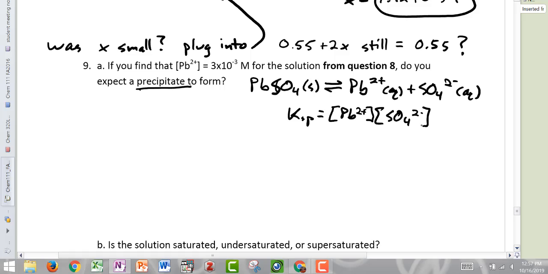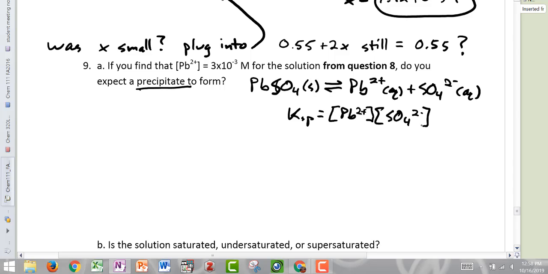This one is like you're right on the border. When the concentration of lead 2 plus multiplied by the concentration of sulfate equals KSP, you are at the point where there will be a precipitate. If you add any more of either of those, there's a precipitate. If you take away any amount of either of those, there is not a precipitate. When those concentrations equal K, that's the precipitate.